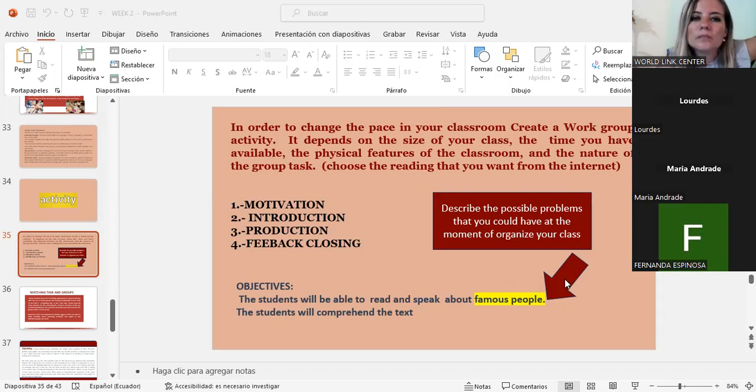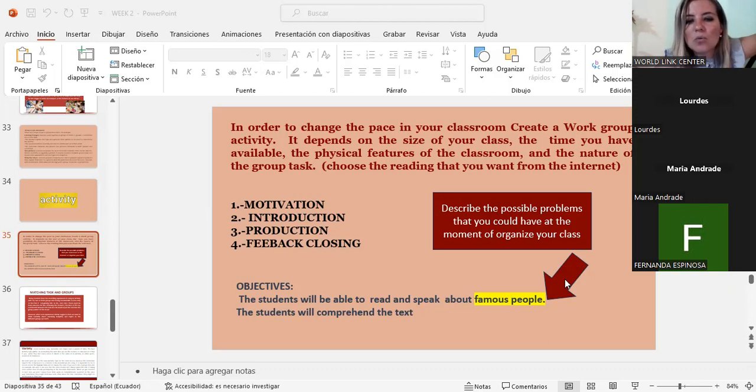How about the production? Motivation is a warm-up, could be a game. For example, if the reading is about famous people, you can do the warm-up like a guessing game or a hangman where they can guess the name of an actor or an actress. That could be a motivation in order to introduce the topic, because the topic is about famous people. So introduction, then you're going to explain. It's a reading, right? You have to get a reading about famous people according to the level.